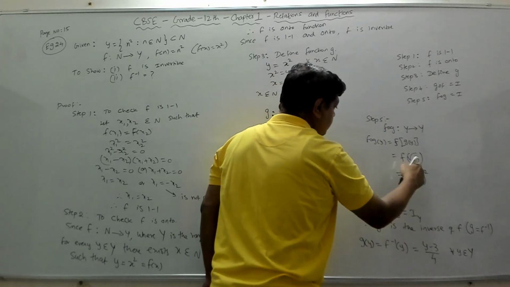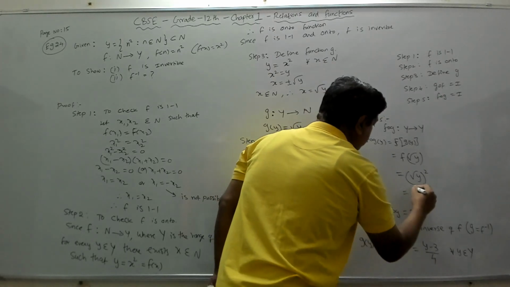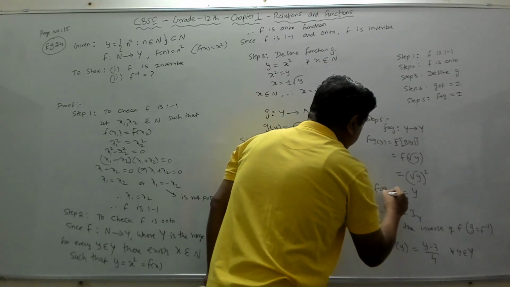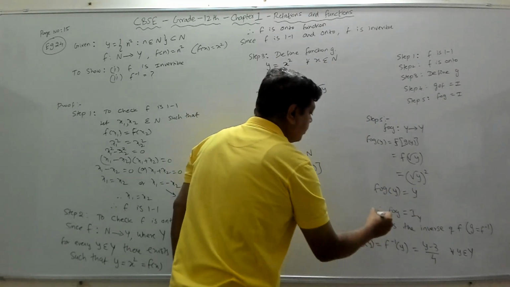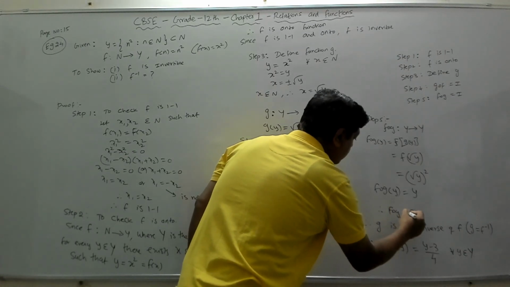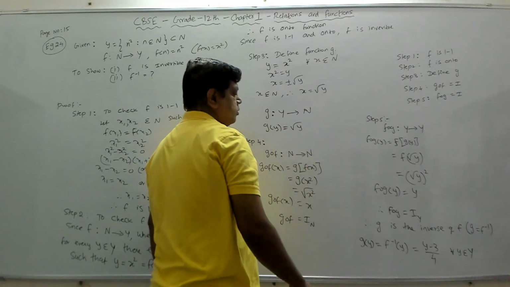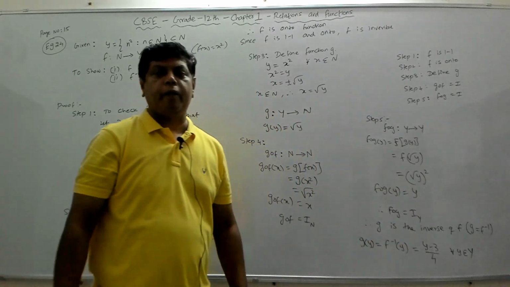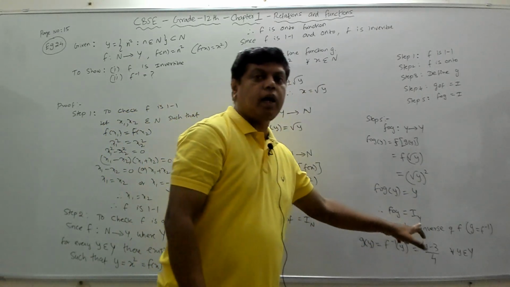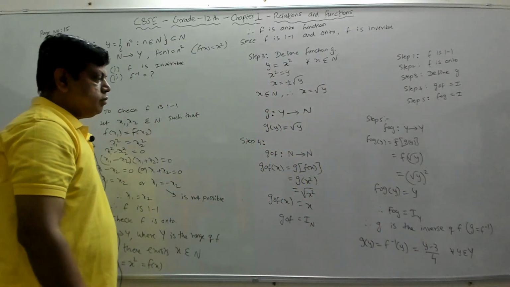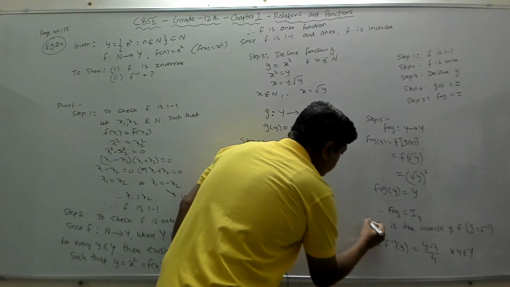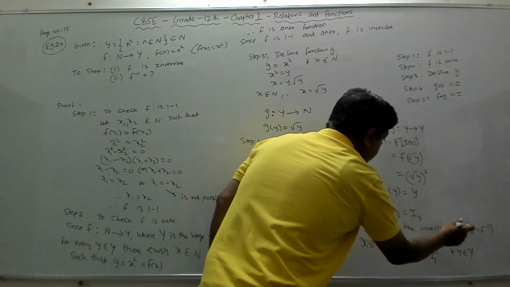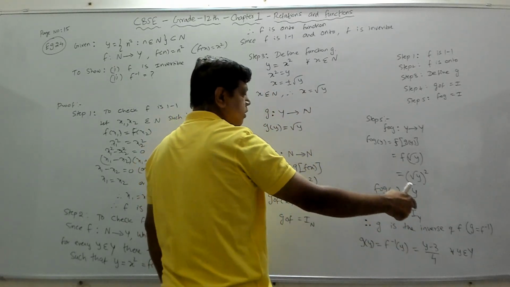This is f of x. f of x is x square, so that is y. So we have proved f of g of y is equal to y. Therefore, your f of g will be equal to the identity function, because y is mapping to y. So f of g is I of Y. Therefore, we can say g is the inverse of f, that is g equal to f inverse.